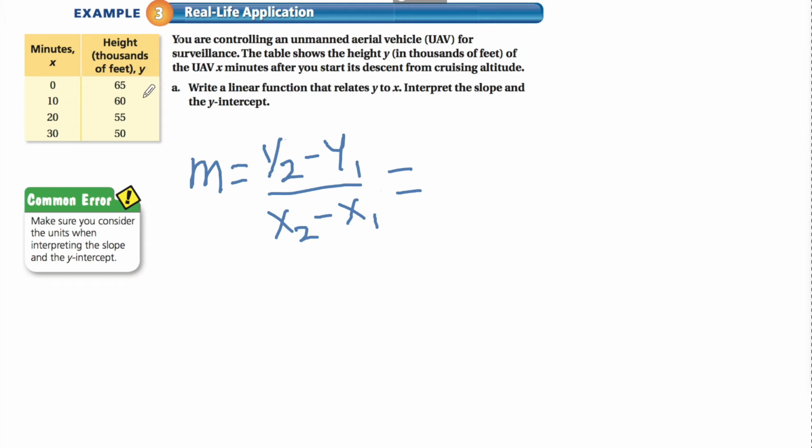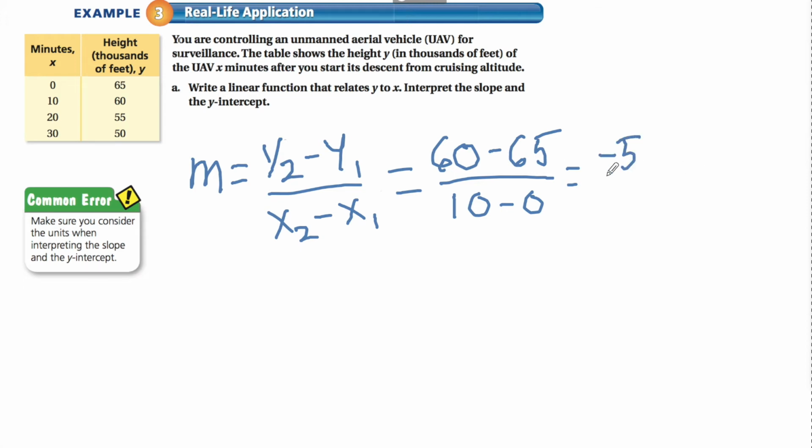We'll pick the first 2 points for this one. So this will be 60 minus 65 all over 10 minus 0. Well, 60 minus 65 equals -5. Over 10 minus 0 is 10. Negative 5 over 10 reduces to negative 1 over 2, or negative 0.5. So our slope is going to be negative 0.5.